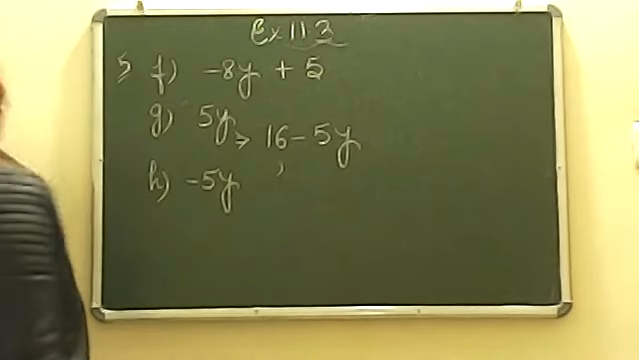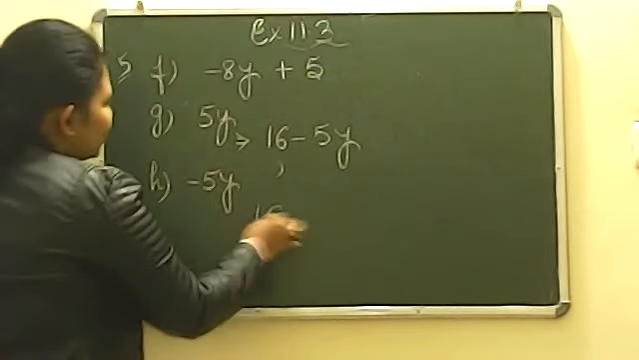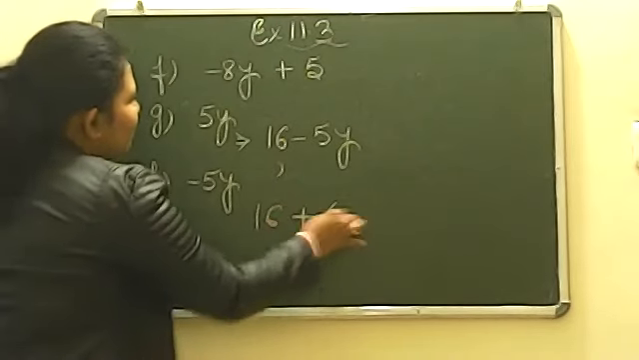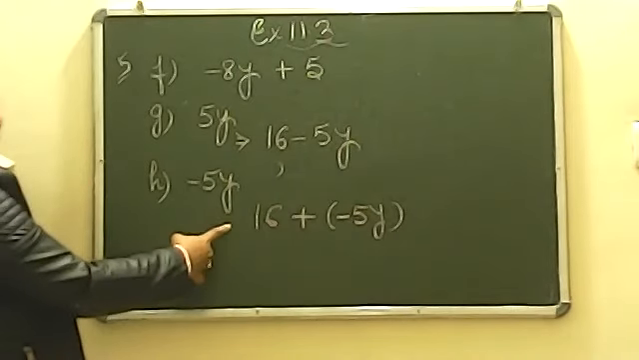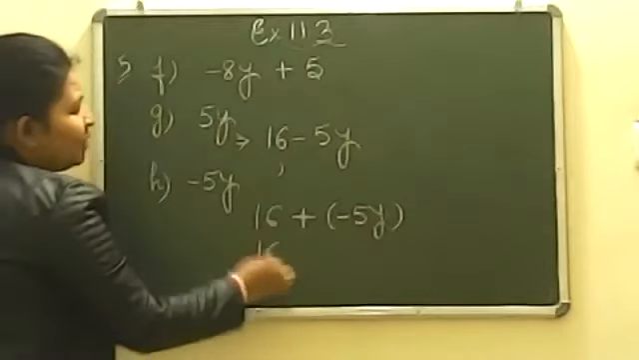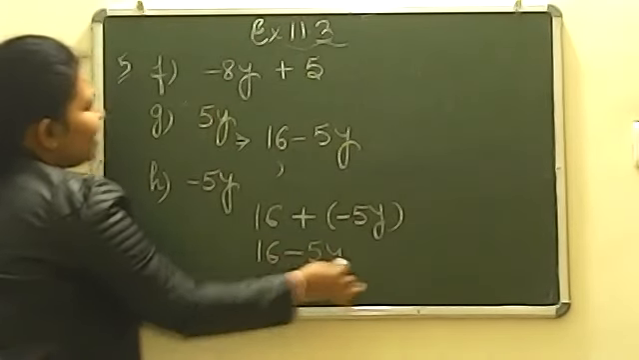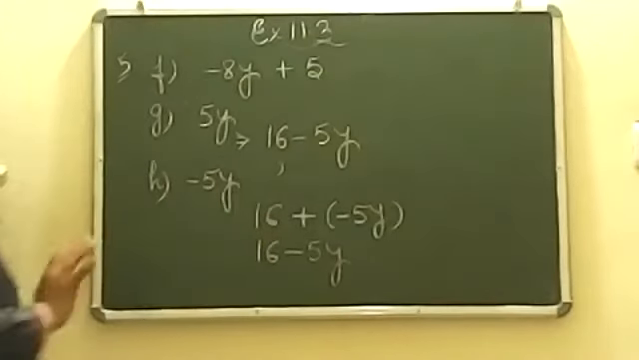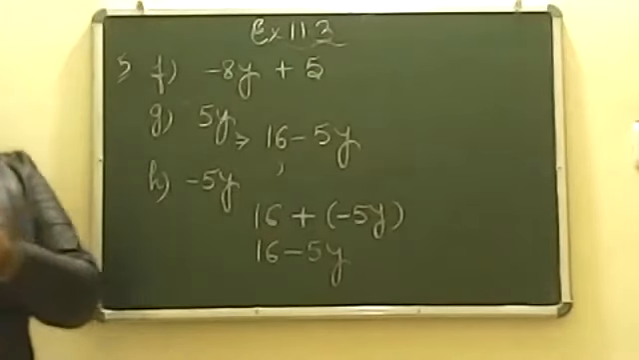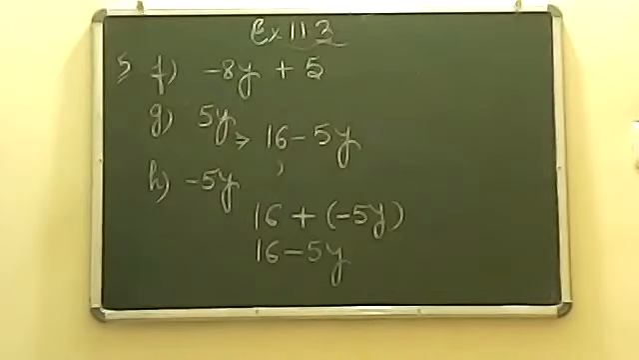Okay. Then it is telling and the result is added to 16. Matlab 16 plus minus 5y. This is our answer. So either you write this or you write, plus minus hota hai minus, so this will be 16 minus 5y. Either you write this or you write this. Both are absolutely correct. Okay. So this question is also completed. Question number 5 is done by our end.